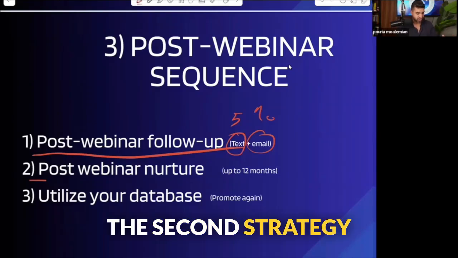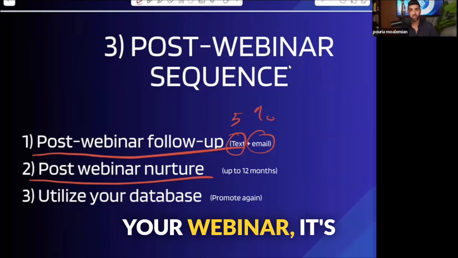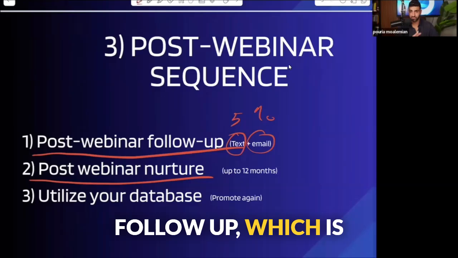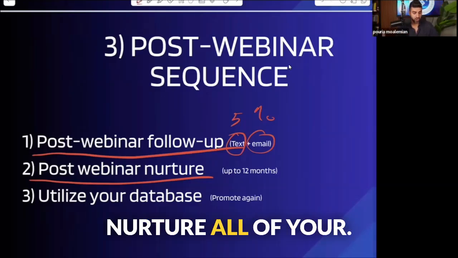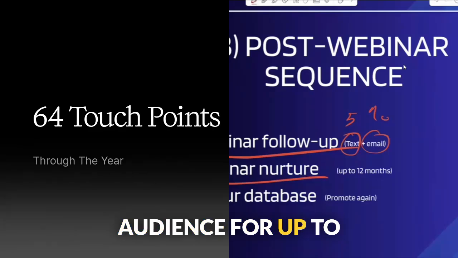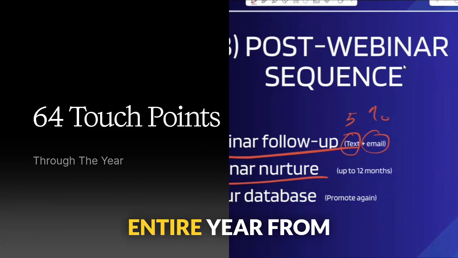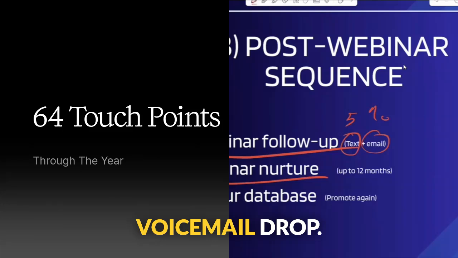The second strategy is the post-webinar nurture. When it comes to your webinar, it's very important that after 5 days of automated follow-up, there is a system that nurtures all of your audience for at least 1 year. So we create 64 touch points throughout the entire year, from text messages, emails, and voicemail drops.